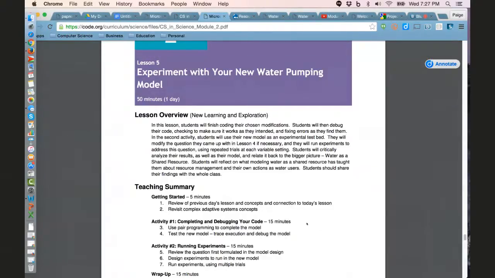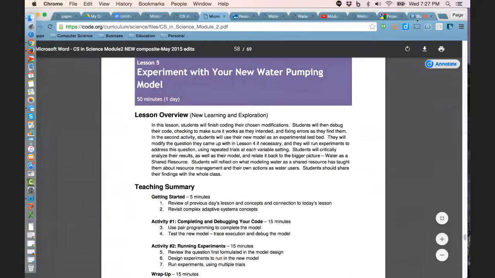And then also we recommend that there's time built in to share out to their public, to the other students, if possible. So that's, in a nutshell, Water as a Shared Resource.